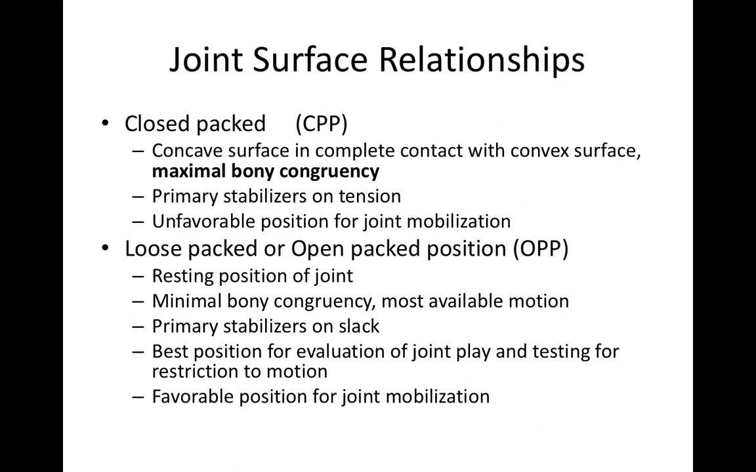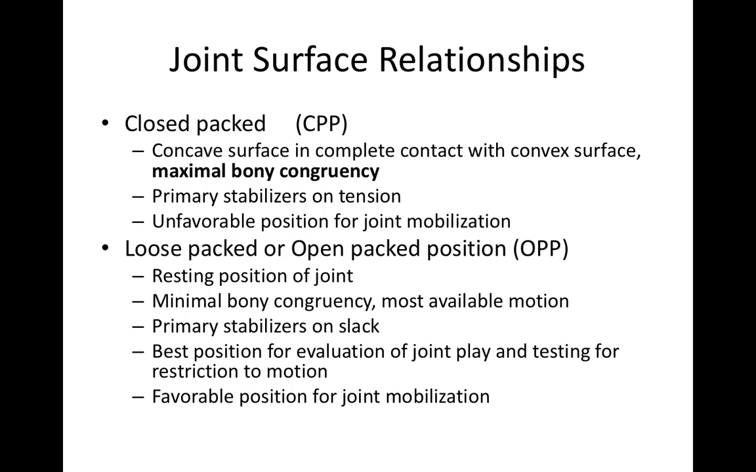Another thing to consider when talking about joint surface relationships is the concept of closed-packed and open-packed positioning. Closed-packed positioning is a concave surface in complete contact with a convex surface. So we're talking about maximal bony congruency. Primary stabilizers tend to be on tension, and this is considered an unfavorable position for joint mobilization. An example of a closed-packed position is going to be full knee extension. This is where you have maximal engagement of the concave meniscus with the femur. So again, maximal bony congruency, which is not going to naturally allow for a lot of movement.